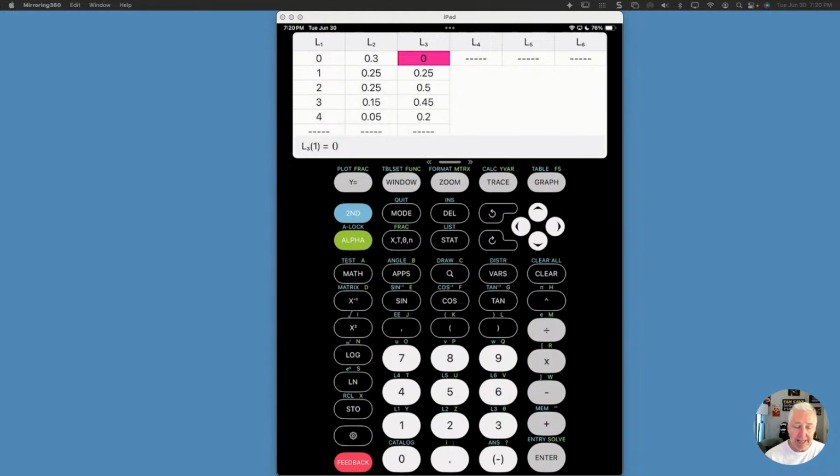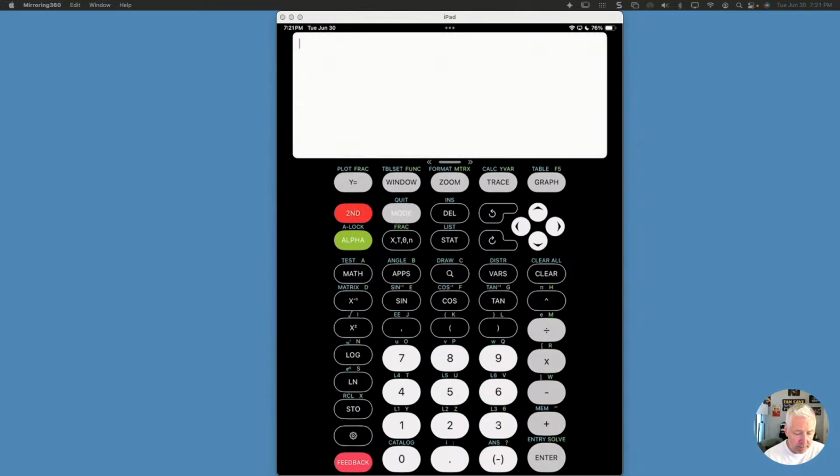Just to be sure, I'm going to exit out of the cell sheet, because if I try to do anything else in here, it's going to try to put it in a cell. So I go second mode, then second stat, and scroll over to math. You should know this one by heart now. Sum. We're going to take a sum of L3. Be very careful of what you take a sum of. And you get 1.4, which is the same thing I got in my head and with the calculator before. So there it is. 1.4 is the mean.